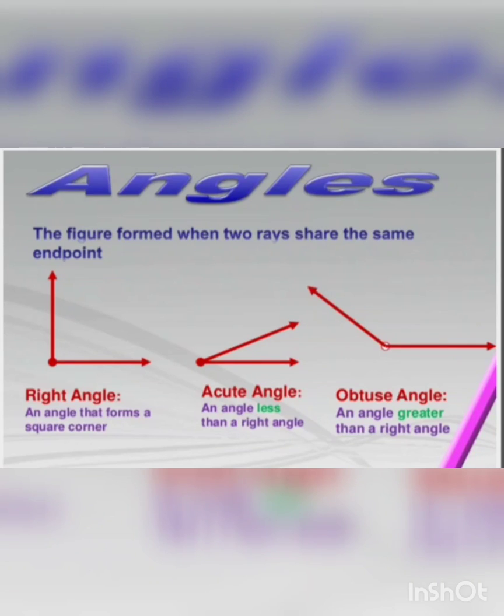In other words, if the measure of an angle is greater than 0 degrees and less than 90 degrees, then such angles are called acute angles. And obtuse angle means if the measure of an angle is greater than 90 degrees and less than 180 degrees, it is called an obtuse angle.